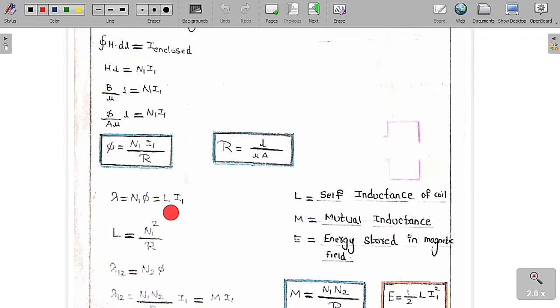If you want L, L is simply equal to N1 square by R, because if you substitute phi as N1 I1 by R, I1 cancels, and we are going to get N1 square by R. So L is equal to N1 square by R. This is the inductance of the coil 1, the primary coil, N1 square by R.